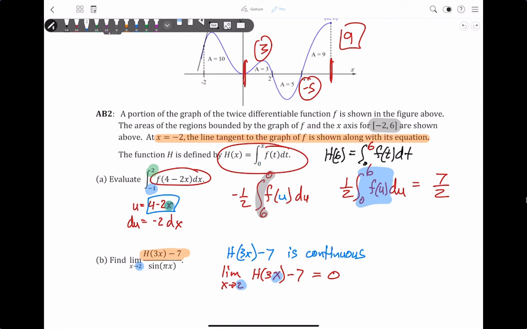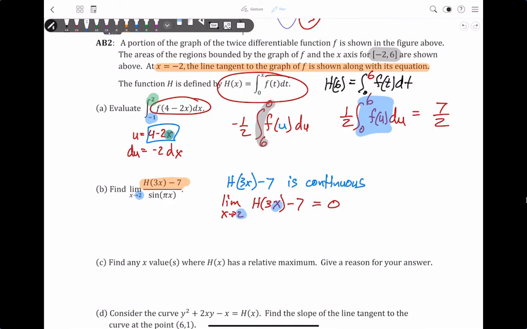Now, let's look at the denominator, okay? So the denominator is this sine of pi x, and we know sine is continuous. But we have to mention it for L'Hopital's rule, so we're going to say is continuous. And then we're also going to show that the limit as x approaches 2, which in this case will be sine of 2 pi, is also equal to 0.